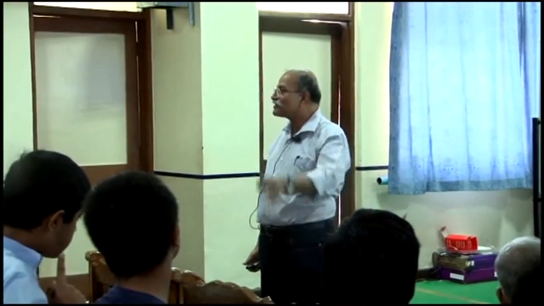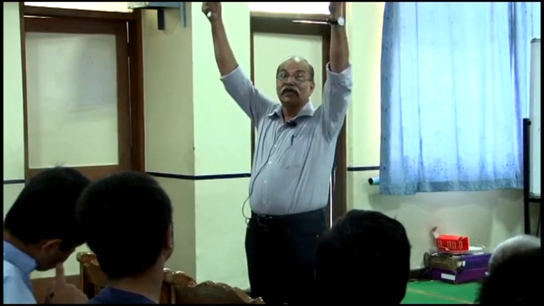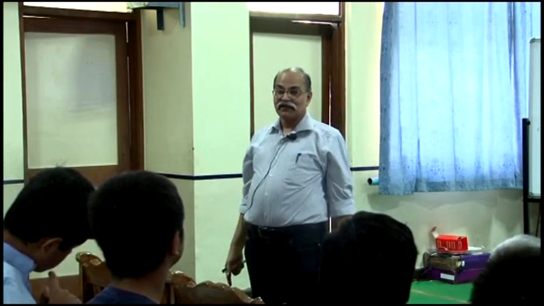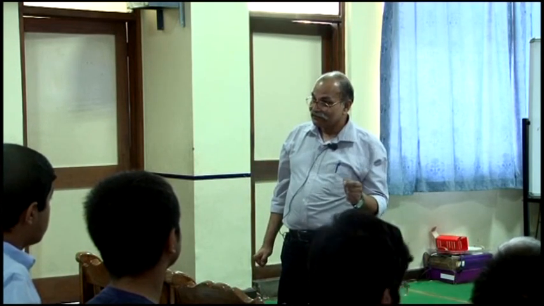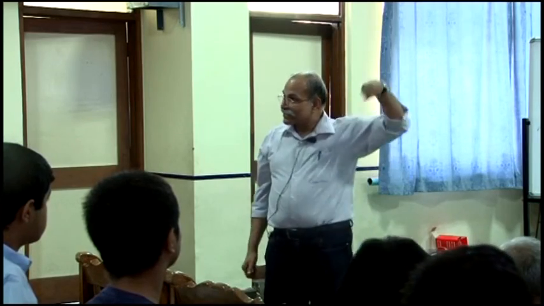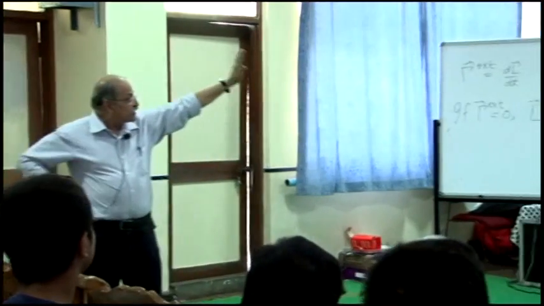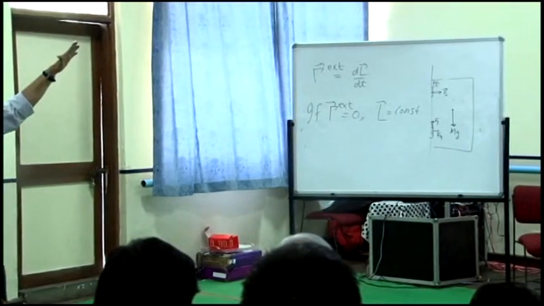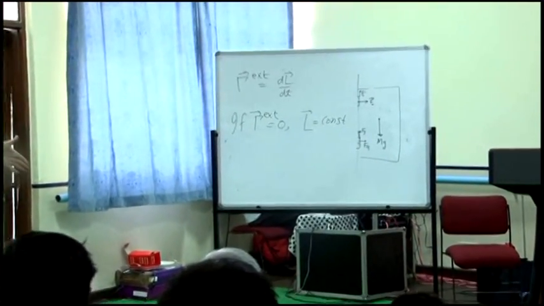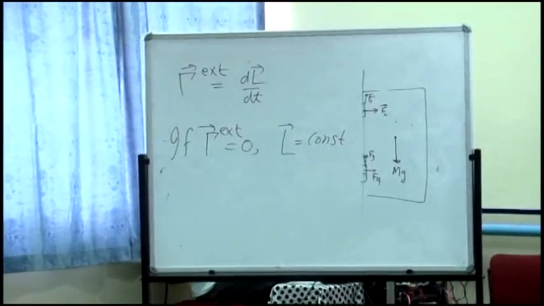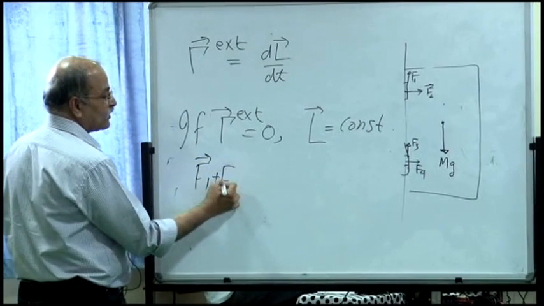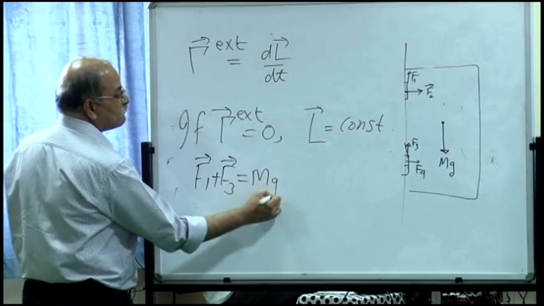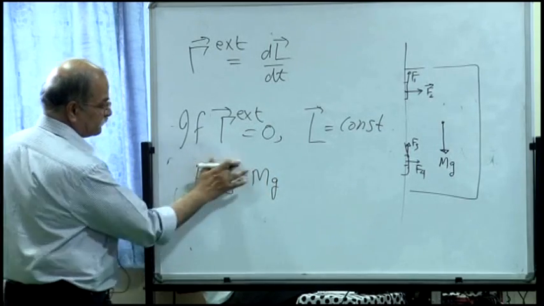Now look at the vertical equilibrium. First look at the vertical equilibrium. The door is not going up, the door is not going down. So total force in the vertical direction should be 0. So let us take that. Upward force is F1 and F3, so F1 plus F3. Downward force is mg. So what should I write? F1 plus F3 equal to mg. Okay, not needed.